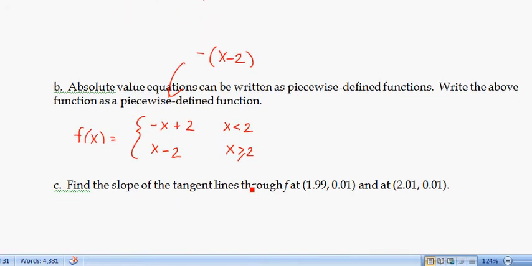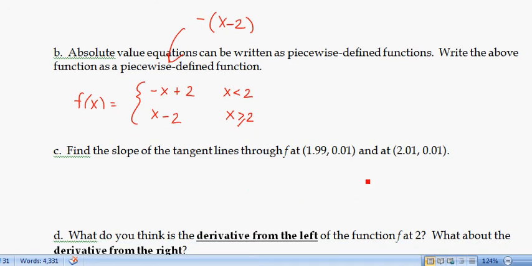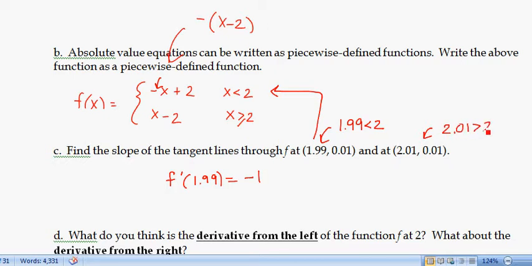Okay, so if we find the slope now of the tangent lines through a point 1.99, which is certainly less than 2, we're going to be using this top piece. So the derivative at 1.99 is going to be the slope of this line. That's negative 1. But if we look at anything greater than 2, now we're using this second piece of the piecewise defined function. Now the derivative at 2.01 is going to be the slope of this line, which is positive 1.